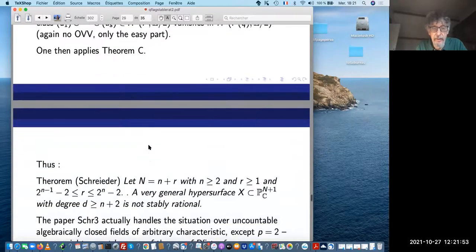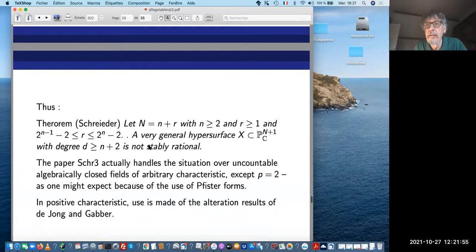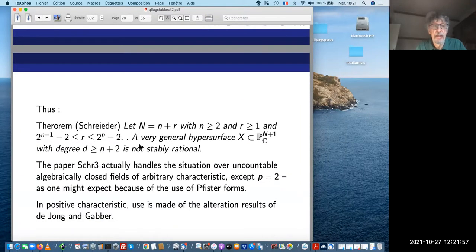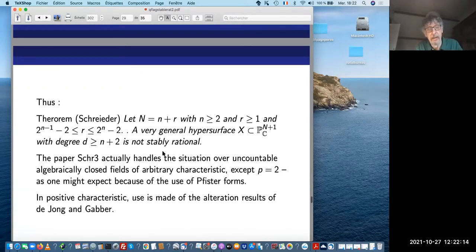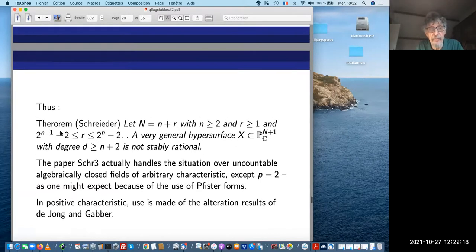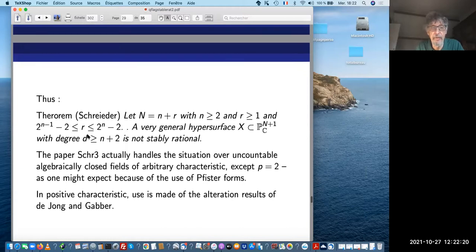Okay, so this is how ultimately, I still have some time, Schreieder proves the theorem. Take N equals n plus r, n is at least two and r is at least one, and r is between these two values, then a very general hypersurface X in P^(n+1) with degree d at least n plus two is not stably rational. And there's some other argument to study the cases where r is smaller than this value, but this is an important case.